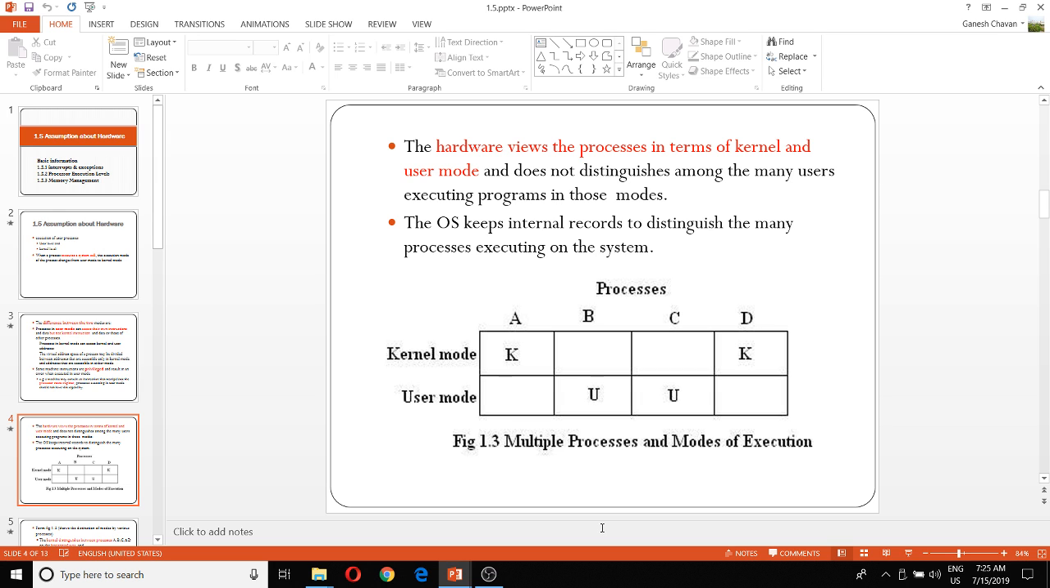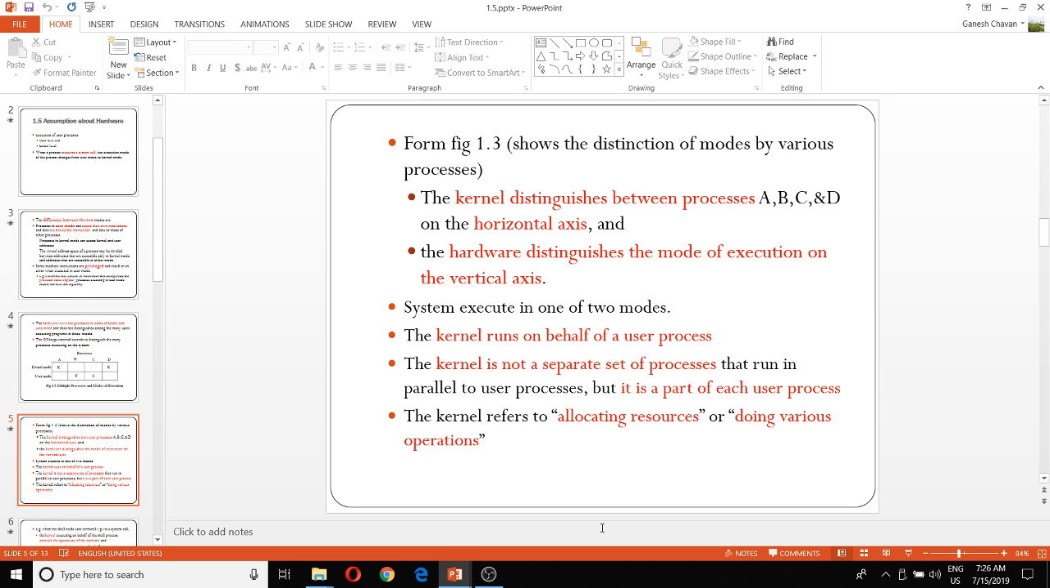Kernel mode, user mode, and the processes are vertically lined up. Process A is in kernel mode, while process B is in user mode. Process C is in user mode, while process D is in kernel mode. Multiple processes and modes of execution can be understood with this slide. From the figure we discussed in the earlier slide, we can come up with the following conclusions. The kernel distinguishes between processes A, B, C, and D on the horizontal axis, and the hardware distinguishes the mode of execution on the vertical axis.